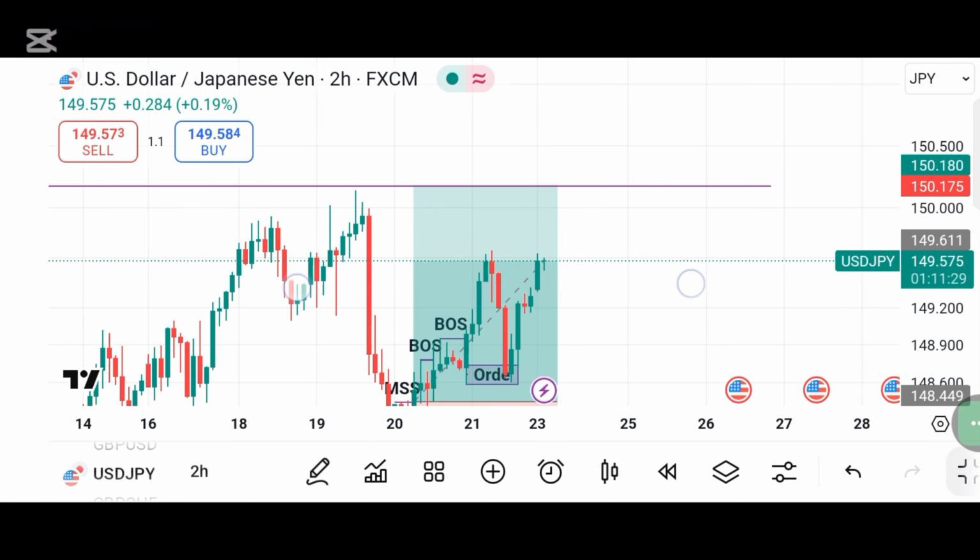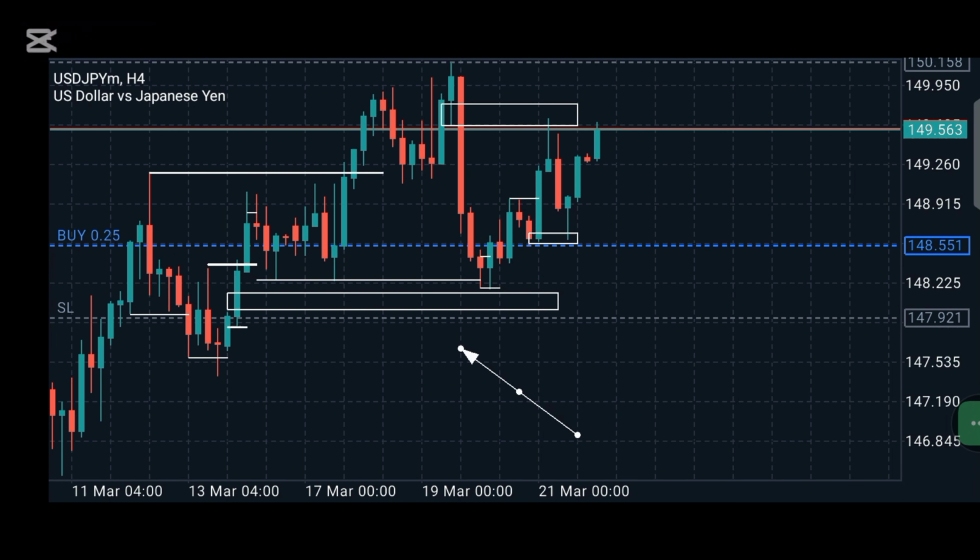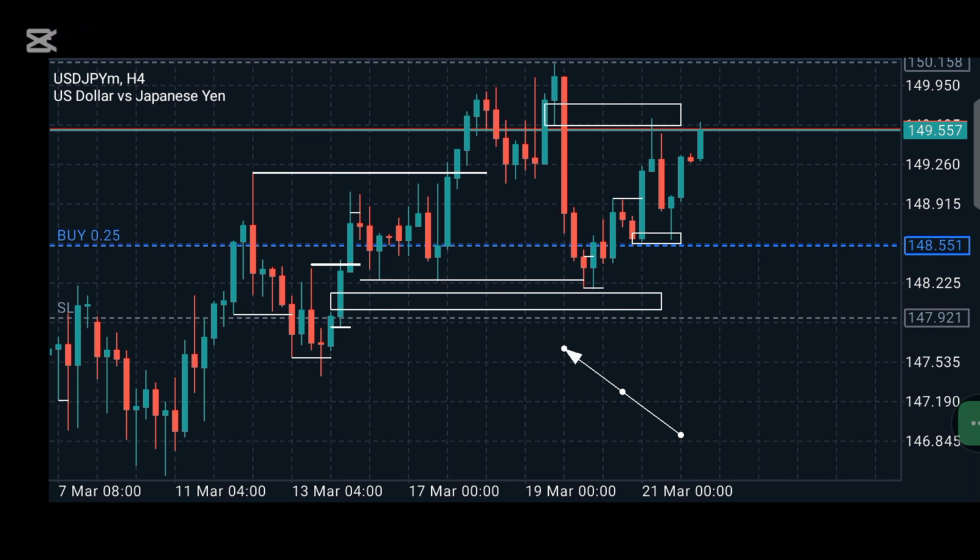So I'm still in the trade and it's actually running in profit. So let me just take it to my MT5, then I'll show you everything on the MT5 here. So in my MT5, you can see what happened. Everything I draw on my TradingView is always the same thing on my MT5. I just use them mostly for comparison, because most times candlesticks tend to differ between brokers.